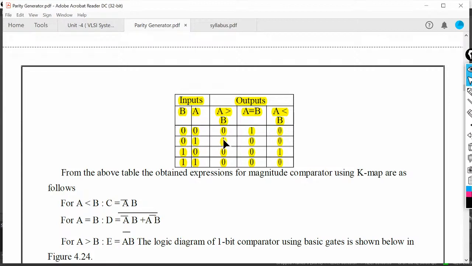So at that time, the first output represents 1 and the other bits are 0. Okay, so when we compare any two numbers, three different results are possible. One is A equals B, another is A is less than B, and the third one is A is greater than B.